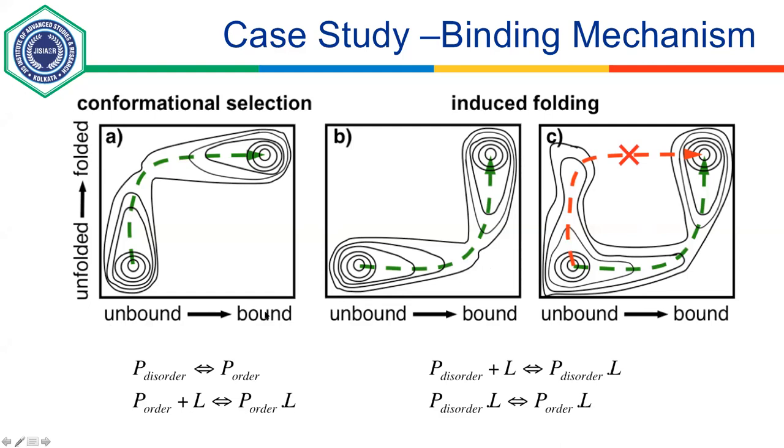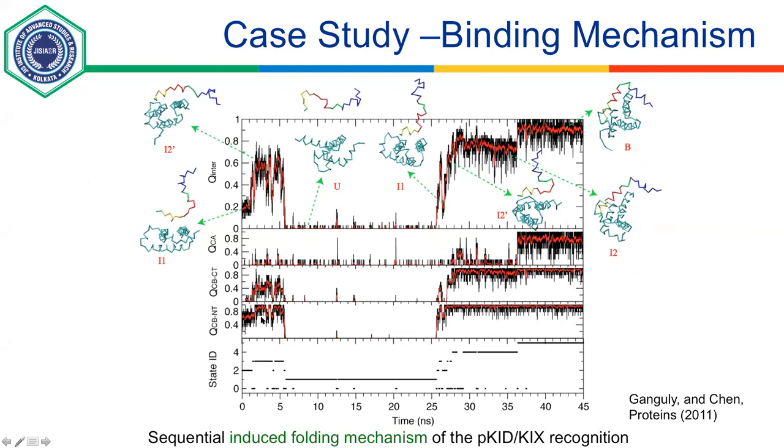So our simulation finds PKIT binds first, then folds. This is the time axis. I am showing a 45 nanosecond simulation. The X-axis represents binding contacts, or I may say the distance between the intermolecular atoms. No contacts means no binding.